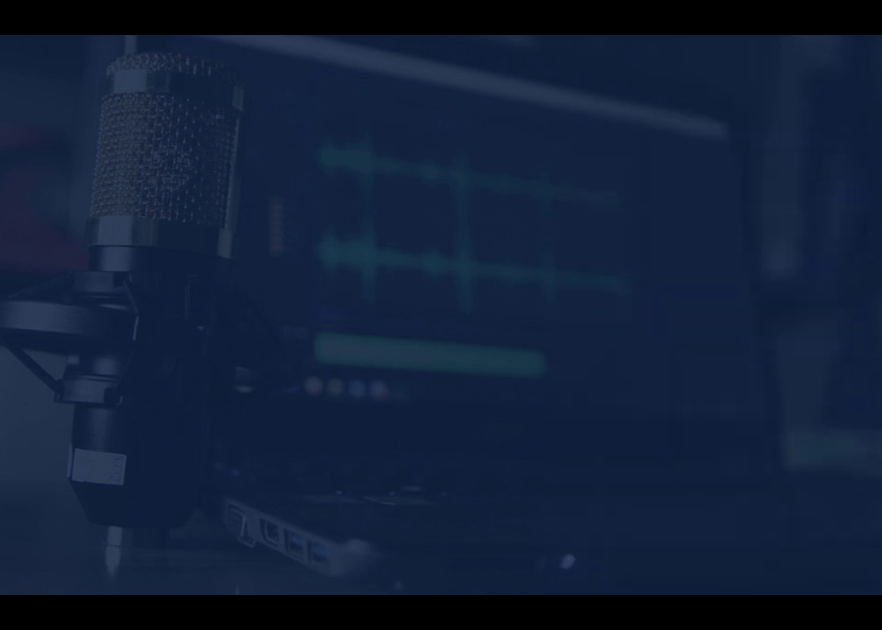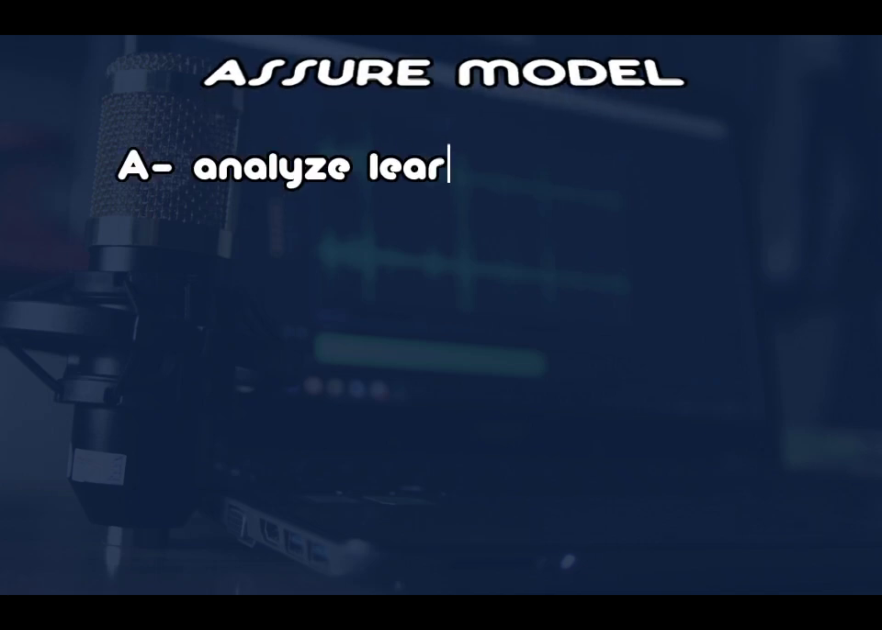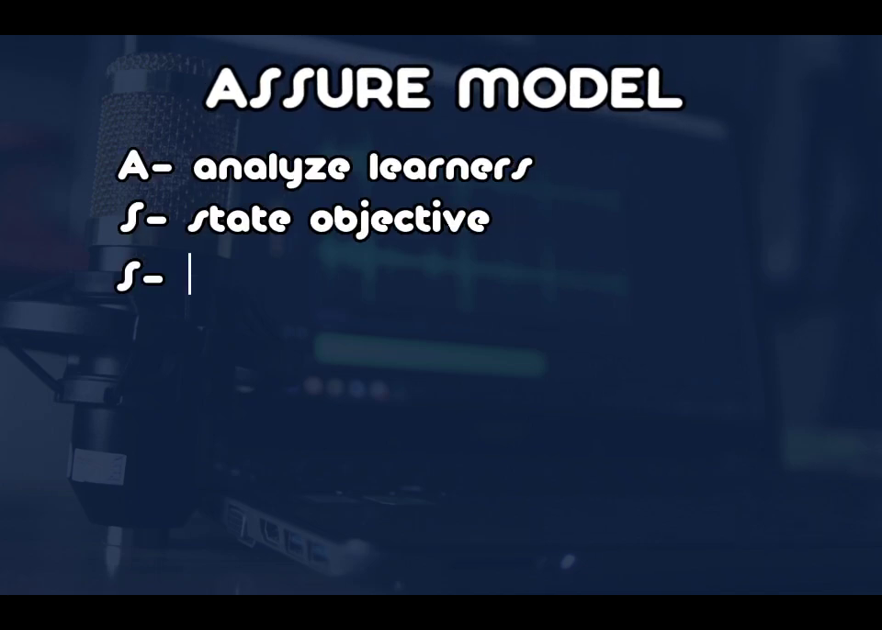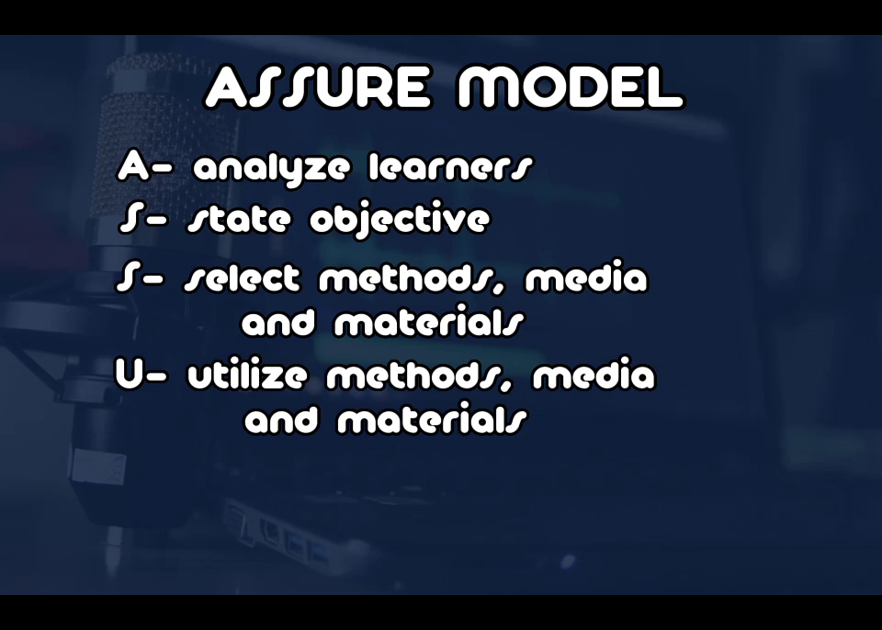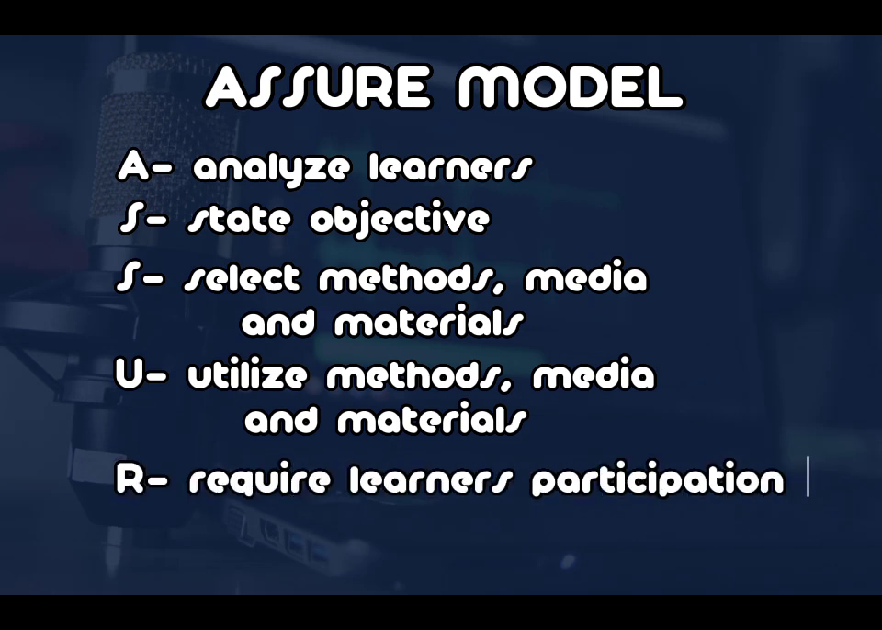So, the ASSURE model stands for A, Analyze learners. S, State objectives. The second S is Select methods, media, and materials. U, Utilize methods, media, and materials. R, Require learners' participation. E, Evaluate and revise.